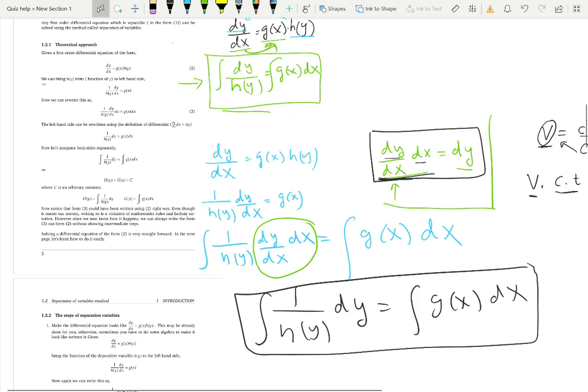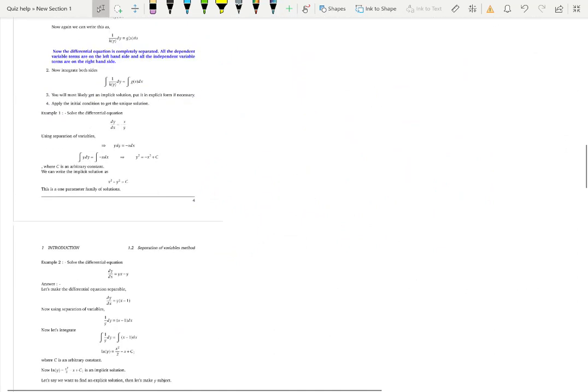Okay, so most of the people would do it in the wrong way, like treating dy over dx as a fraction. Yes, you can do it. No one will see that. No one can read that from the paper, but you will still get the correct answer. But I wanted to explain to you what's going on really.